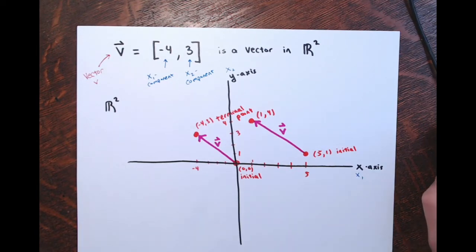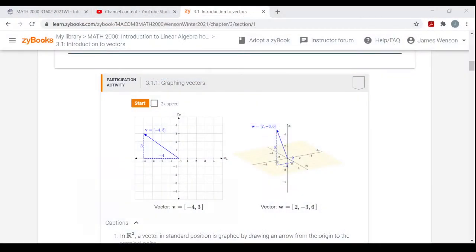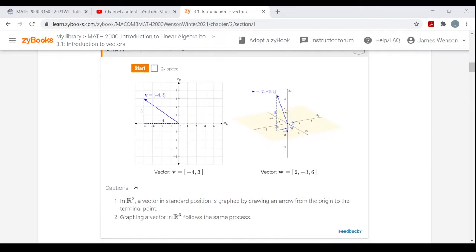All right, and then they draw a 3D one as well. So here's that vector -4, 3 drawn in standard position, and then they draw a 3-dimensional one here as well, and I'll show you that as well. How would we do this? Now notice this is R3. There are 3 components where each component's a real number. I'd call this R3. Now they have their X1 axis going this way, their X2 axis going that way, and their X3 axis going up.